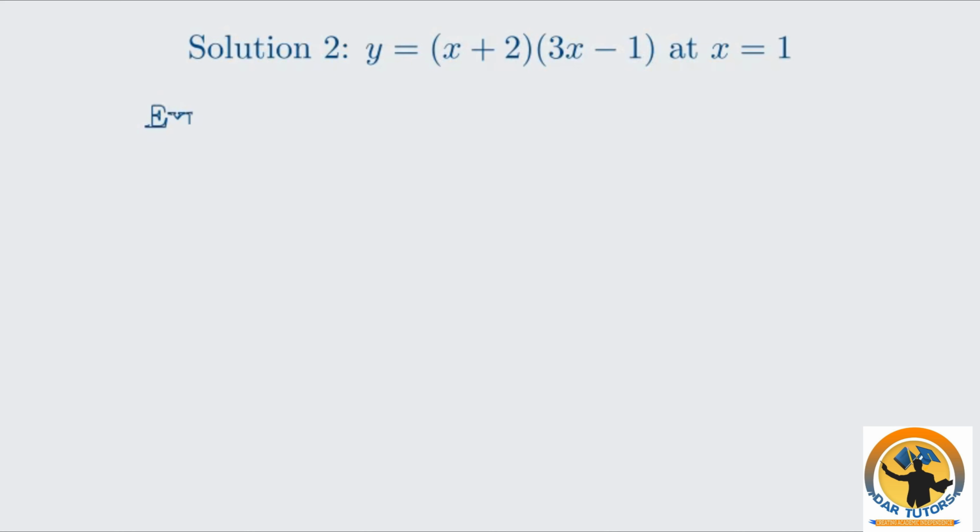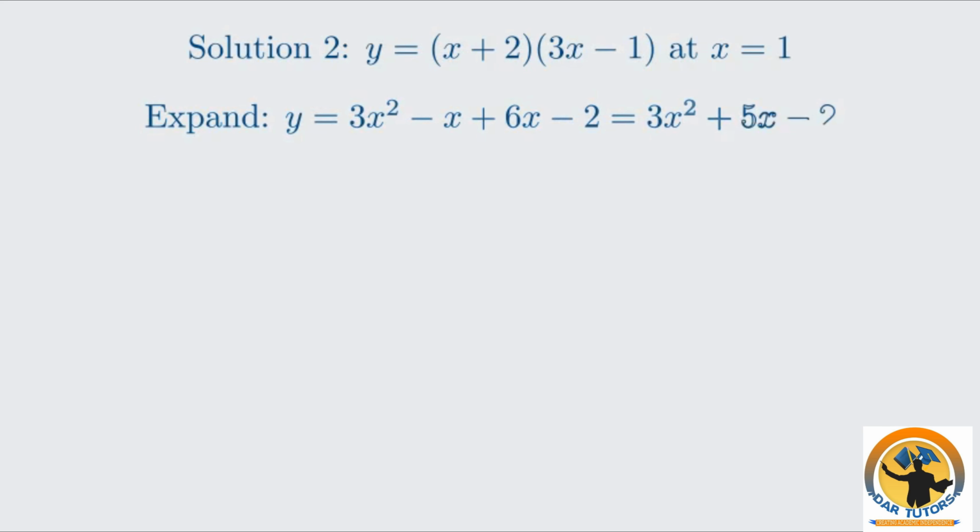Here is the solution for question 2. First, we must expand the function: y equals 3x squared minus x plus 6x minus 2, which simplifies to y equals 3x squared plus 5x minus 2. Next, we find the derivative, dy by dx. The derivative of 3x squared is 6x, and the derivative of 5x is 5. So, dy by dx equals 6x plus 5.